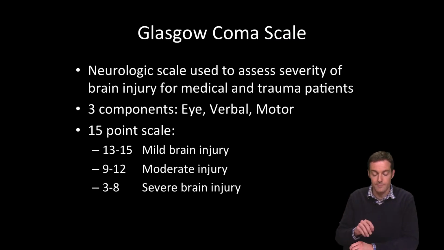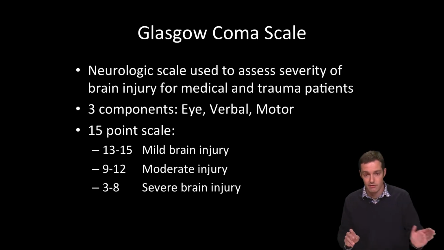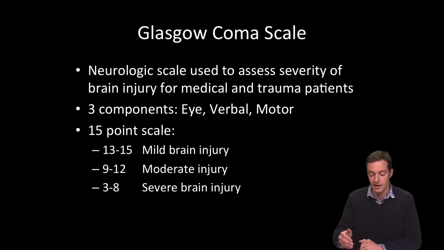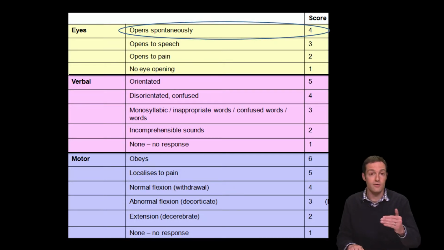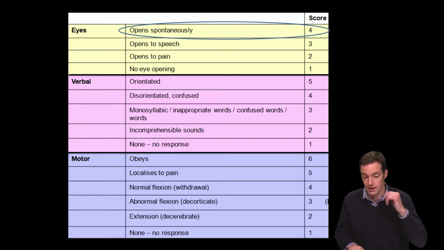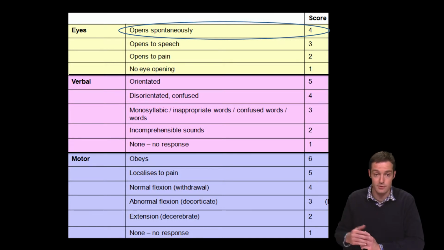15 points is a completely normal exam. 3 is what you'd get if you were deceased with no neurologic function. And then everything between, you have mild, moderate, and severe brain injury. So with this particular patient, while he is in a darkened room, his eyes open spontaneously. You can go over this at your leisure, and we'll get you this list, and I'm sure it's in the reference material, which is a full points of 4.